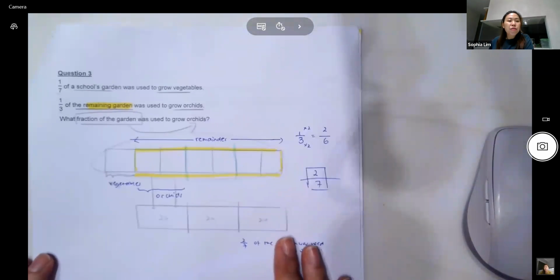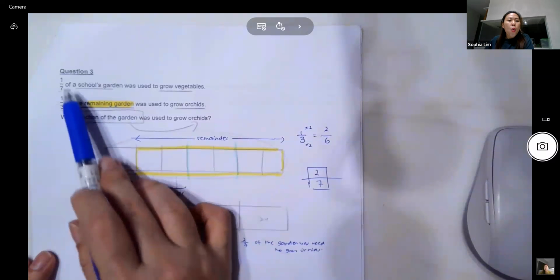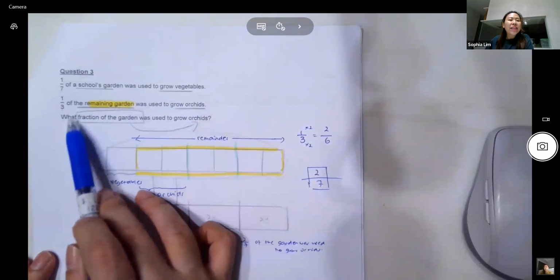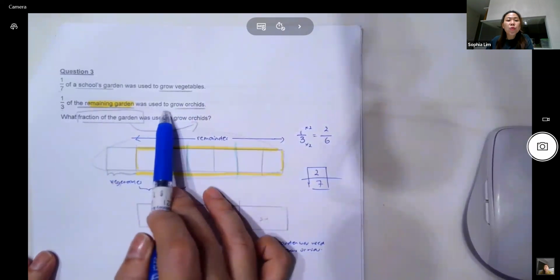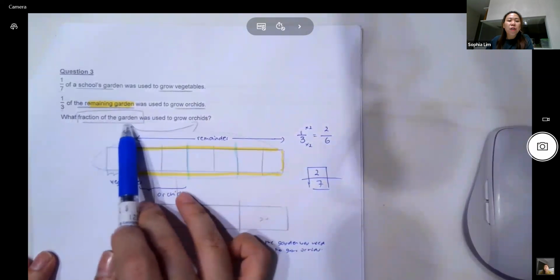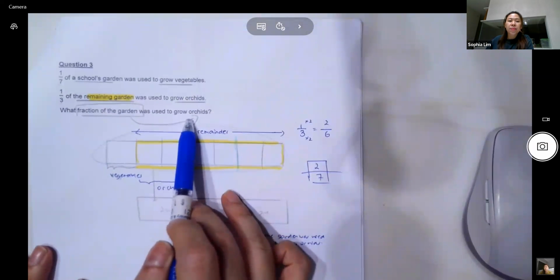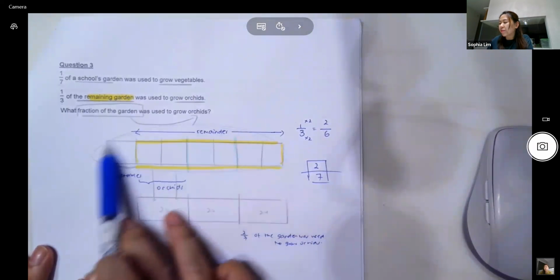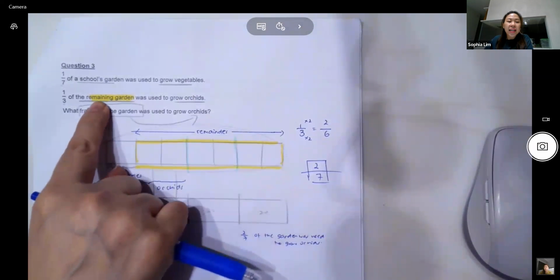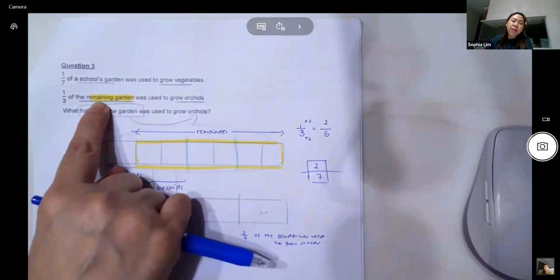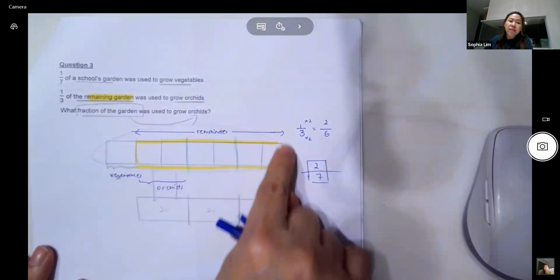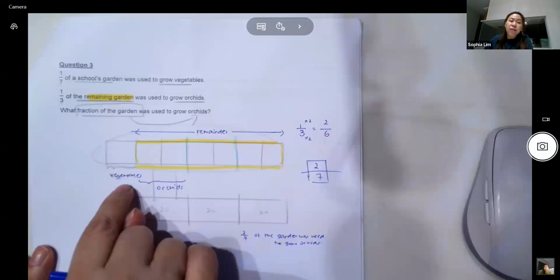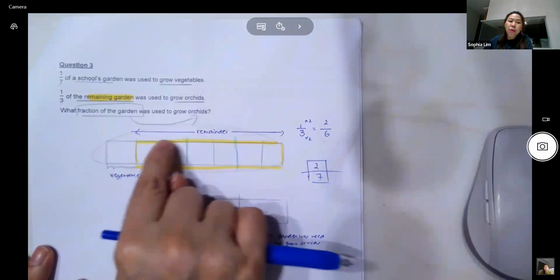Okay, question 3, same thing. 1/7 of a school garden was used to grow vegetables. 1/3 of the remaining garden was used to grow orchids. What fraction of the garden was used to grow orchids? Take note, they say what fraction of the garden, meaning the entire garden. I already highlighted the remaining, and I drew out 7. I took 1 to represent the part of the garden used to grow vegetables, and the rest of the 6 is remaining.